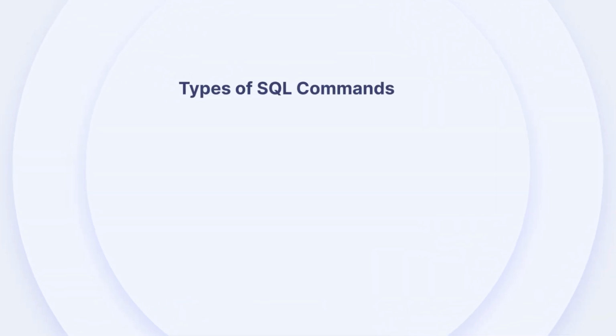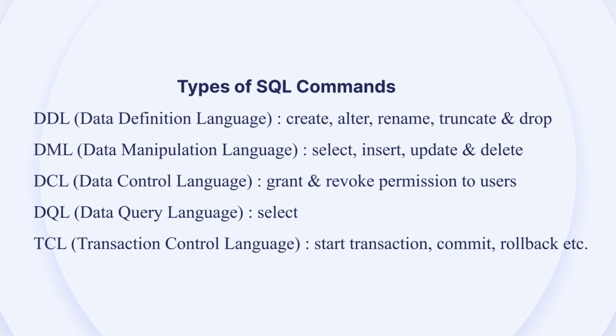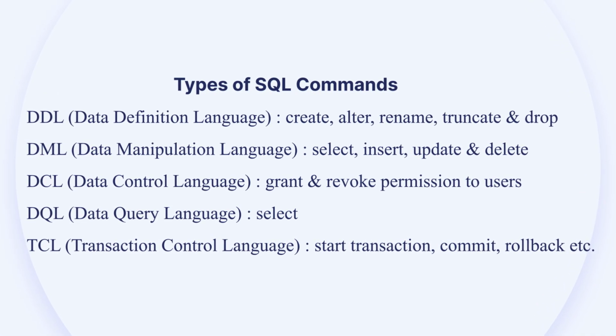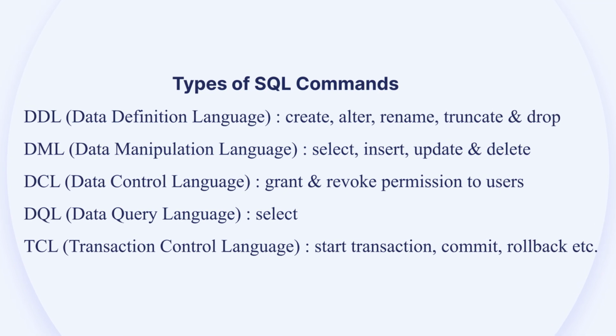Types of SQL commands. We have DDL, known as Data Definition Language. We use it in creating, altering, renaming, truncating, and dropping data. We have DML, known as Data Manipulation Language. We use it in selecting, inserting, updating, and deleting data. We have DCL, known as Data Control Language. We use it to grant and revoke permission to users. We have DQL, known as Data Query Language. We use it in select. We have TCL, known as Transaction Control Language. We use it to start transaction, commit, and rollback.